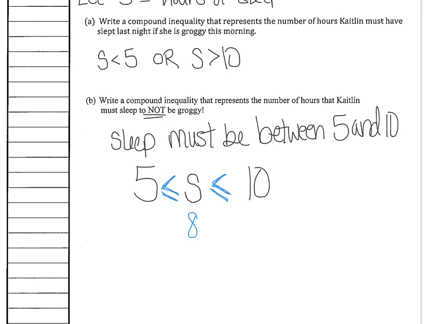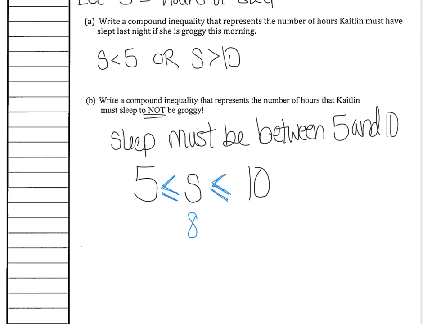All right, and then we're also going to put the equal to bar underneath each, because we're going to assume that if she sleeps 5 hours, she will not be groggy, and if she sleeps 10 hours, she will not be groggy. I would actually go either way, so if you put them up here, that's fine, but probably better down here. It's a little bit more implied that it's down here. All right, so that's it.